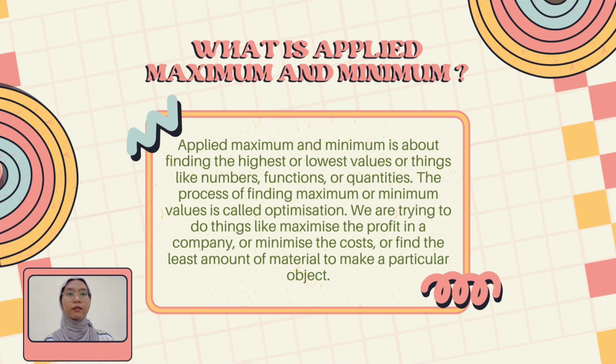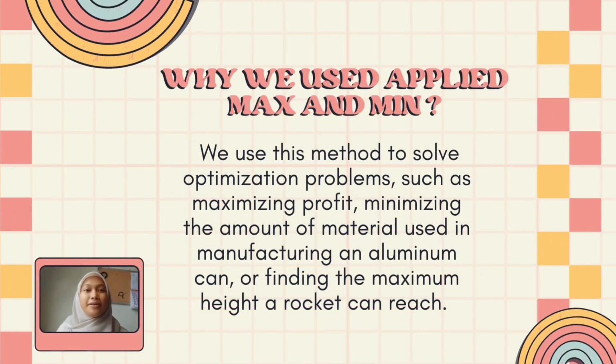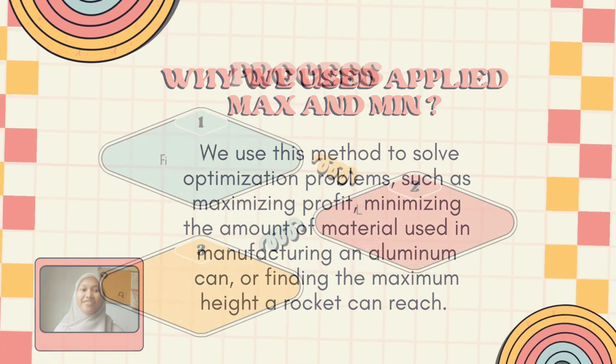The process of finding maximum or minimum values is called optimization. We are trying to do things like maximize the profit in a company, minimize the cost, or find the least amount of material to make a particular object. Why do we use maximum and minimum? We use this method to solve optimization problems such as maximum profit, minimizing the amount of material used in manufacturing an aluminum can, or finding the maximum height a rocket can reach.